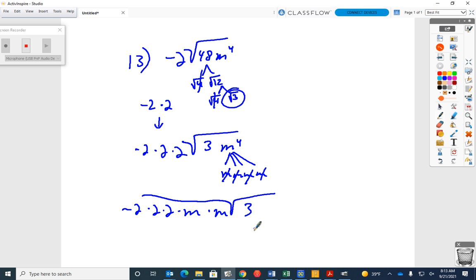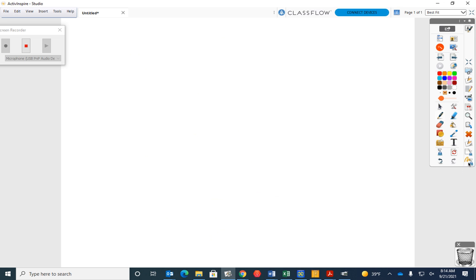3. What's negative 2 times 2? Negative 4 times 2? Negative 8. What's m times m? M to the second. What's inside? 3. How many of you got that one right? Not as many of you. Negative 8 m to the second radical 3. Do you see why this answer is what it is? Is this starting to make sense to you guys?